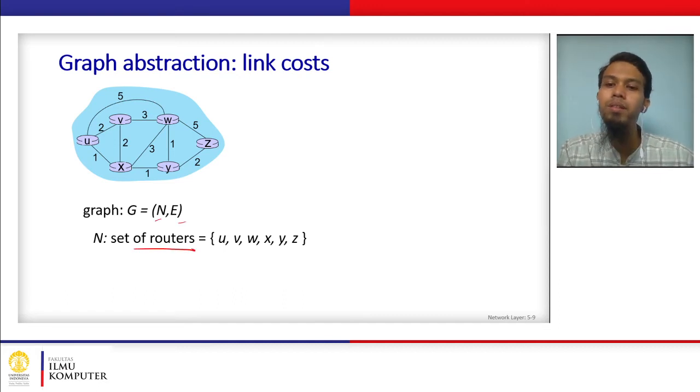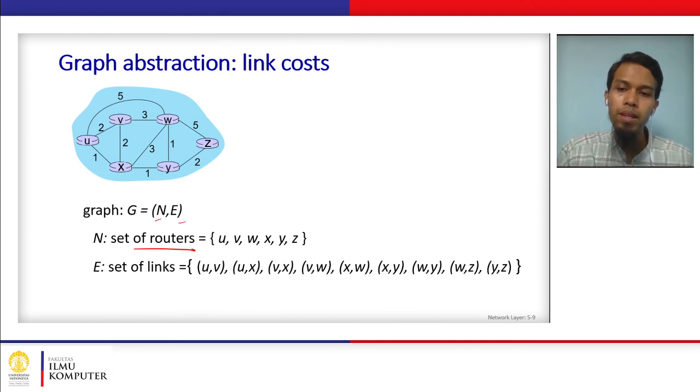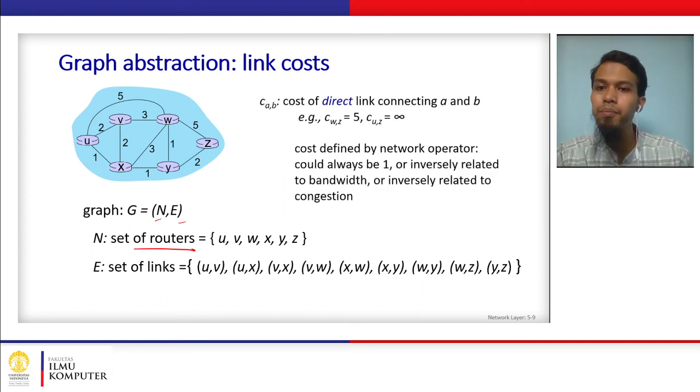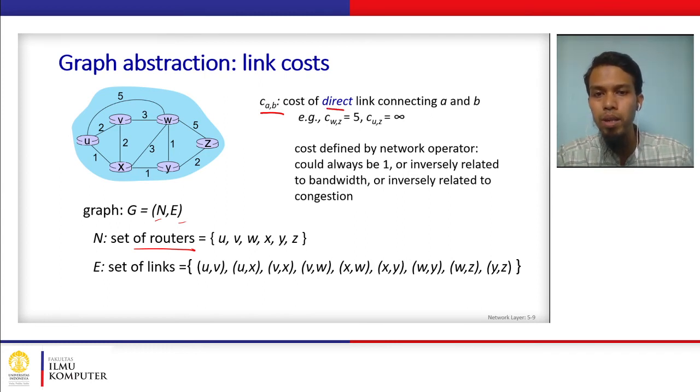N is the set of routers. In this example, we have u, v, w, x, y, and z, and we have a set of links that connect routers. We have links between u and v, u and x, v and x, and so on. Between two nodes, we can have the cost of the link, or link cost. The notation is written c(a,b), which means the cost of the direct link between a and b.